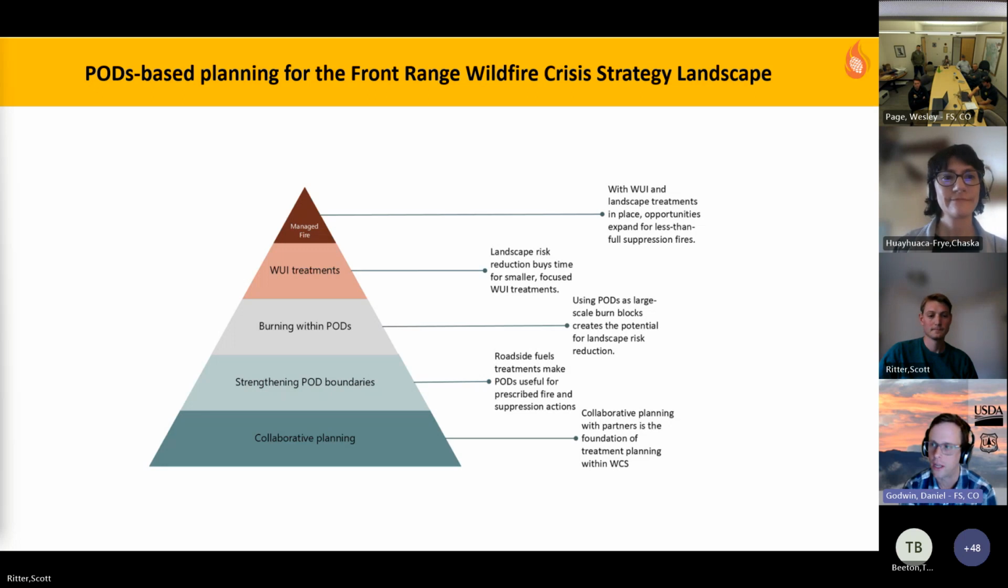Good afternoon, everybody. I'm Daniel Godwin, the sub-regional fire management planning specialist. I'm a fire planner for the Arapaho and Roosevelt National Forest and Pawnee National Grassland, as well as the Medicine Bow Routt. I've been heavily involved here with the fire shed, as well as the wildfire crisis strategy approach that we're taking here for our landscape.